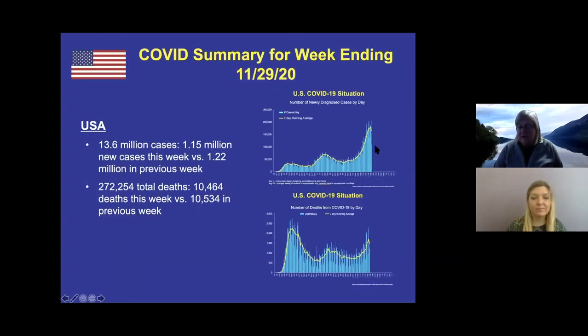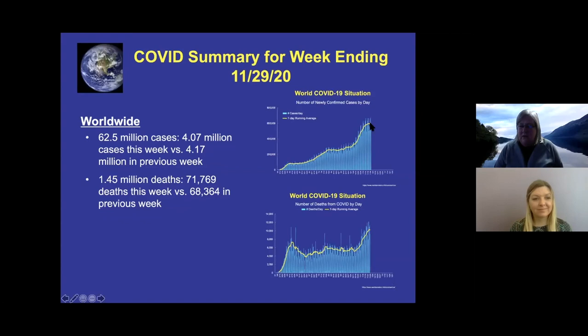In the US, I think a lot of these data are reflecting the Thanksgiving weekend. We had 1.15 million new cases this week and 1.22 million in the previous week. These just seem to be a reporting issue, at least that's what I'm thinking, whether this is really a decrease or just a reflection of the 4-day weekend. We'll have to see. 10,464 deaths reported this week and 10,534 the previous week.